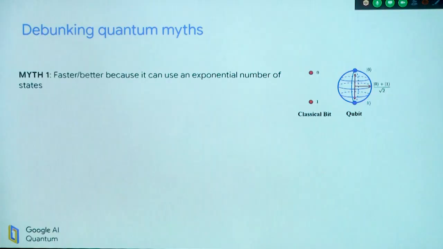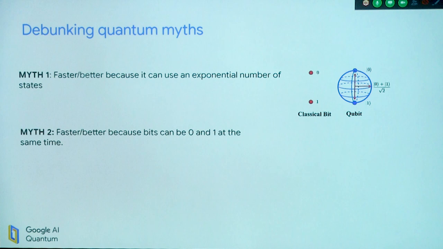That's sort of true, but if you think a little bit harder, classical bits can also occupy an exponential number of states, just not at the same time. So that statement on its own is not super meaningful. And you say, okay, well, I meant at the same time, and faster or better because bits can be 0 and 1 at the same time. And if you think a little bit about what that means, you could kind of construct an analog classical bit that has a similar property, that can be between 0 and 1. And so that doesn't feel quite right either.